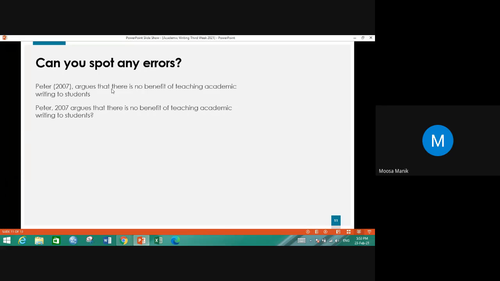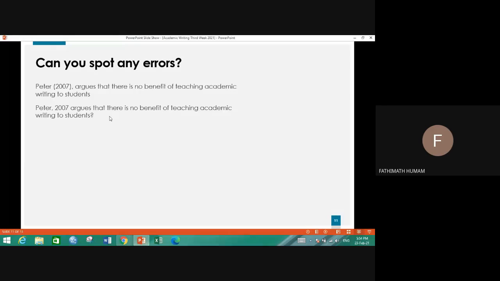That happens because you people are new to this. There is no comma at the end of the bracket. So Peter 2007 argues, so there is no comma there, and there is no benefit of teaching academic writing to students. So the rest of the sentence is correct, is it? The full stop is not there. Anyway, that's an error, isn't it? So you should have a full stop. Very good. And here, the second one is Peter 2000 argues that there is no benefit in academic writing to students. What is wrong with this sentence?